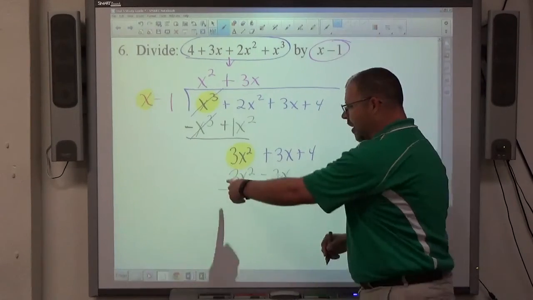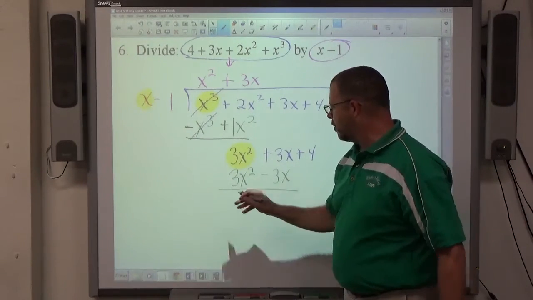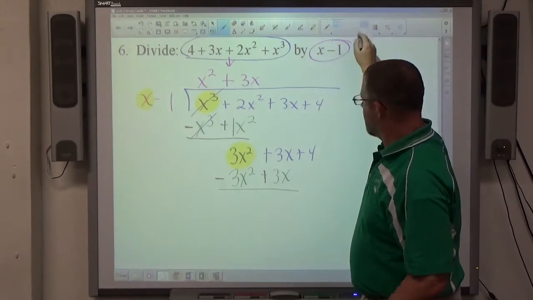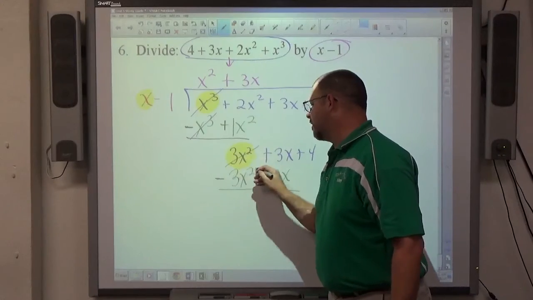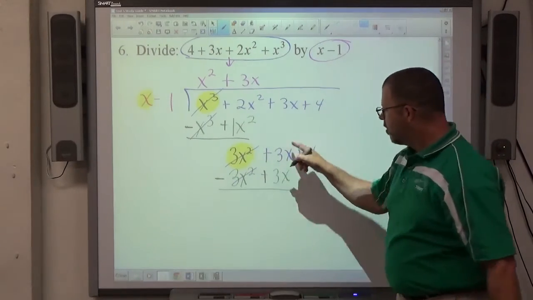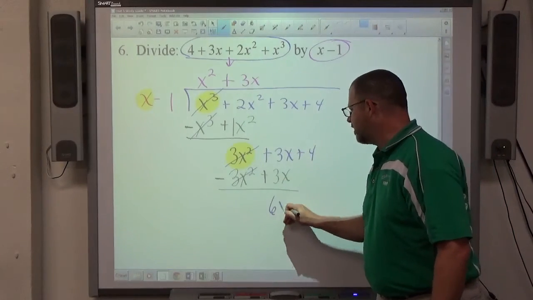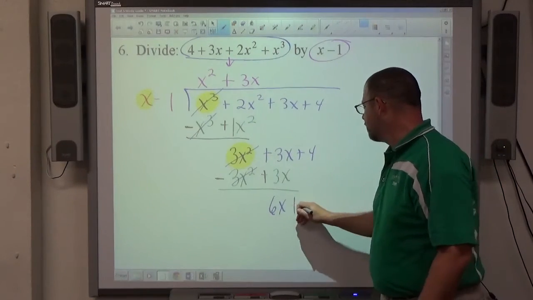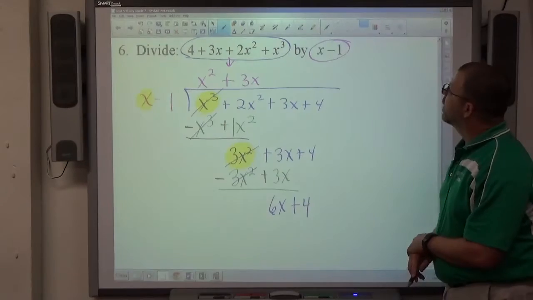We're going to subtract the binomial product by changing both signs. 3x squared becomes negative, 3x becomes positive. 3x squared minus 3x squared cancels, getting rid of the highest power term. 3x plus 3x is equal to 6x. Addition because the signs are the same. Positive because 3 is the biggest number and it's positive. We got a plus 4 there.